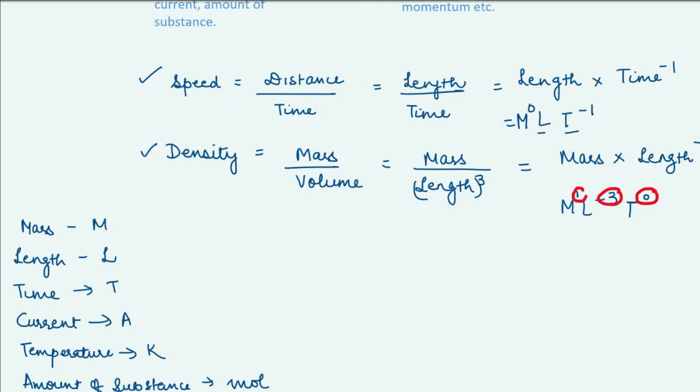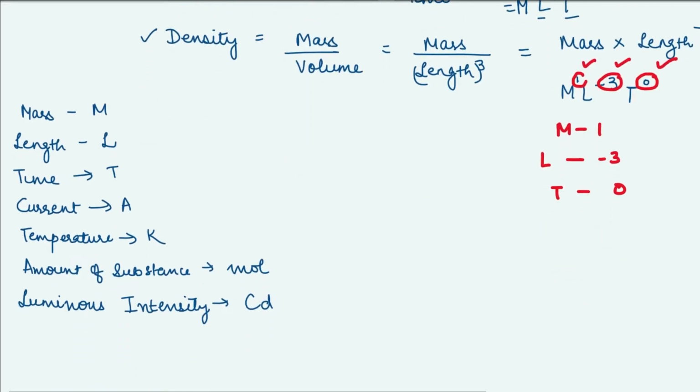So what do we mean by dimensions? Dimensions are these exponents of base quantities which come in the expression of your derived quantity. So when I talk about the dimension of density, density has a dimension 1 for mass, dimension minus 3 for length, and dimension 0 for time. Okay, so let us see now how we can write the dimensions of other quantities.